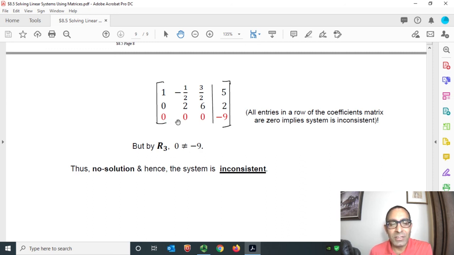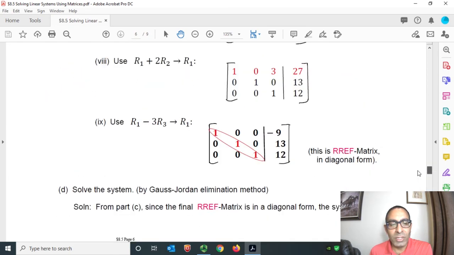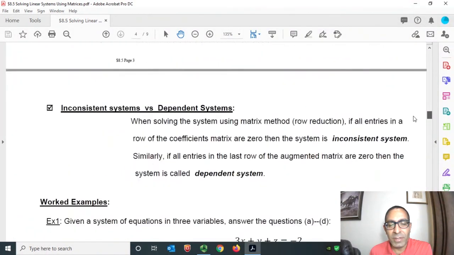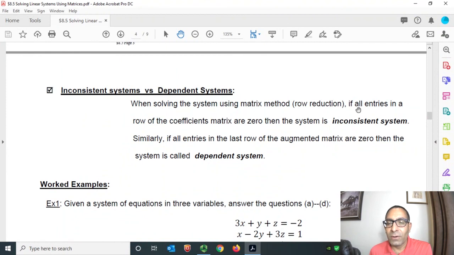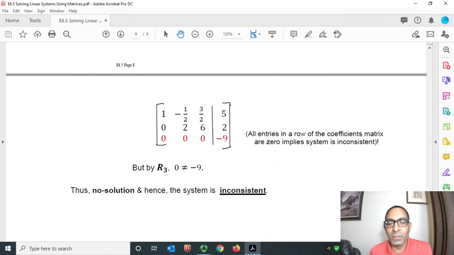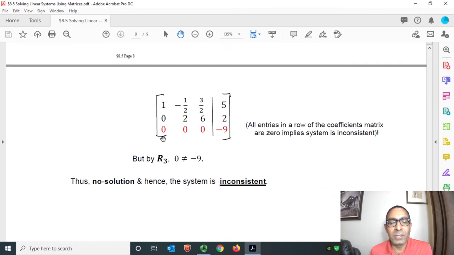So here's this one I mentioned earlier. Let me show you the note here. Yep, here. If all entries in a row of the coefficient matrix in the augmented matrix are 0, then the system is inconsistent. Great. So here we got all zeros in the coefficient matrix in the last row. Hence the system is inconsistent. Great. So I hope this makes sense to you all.